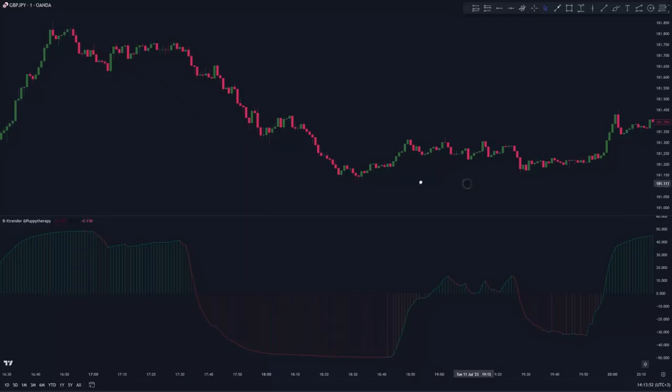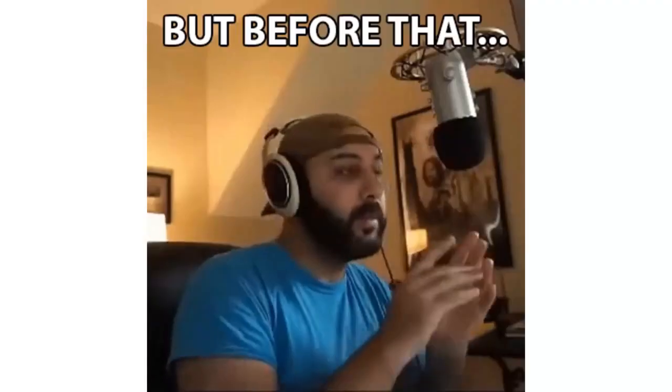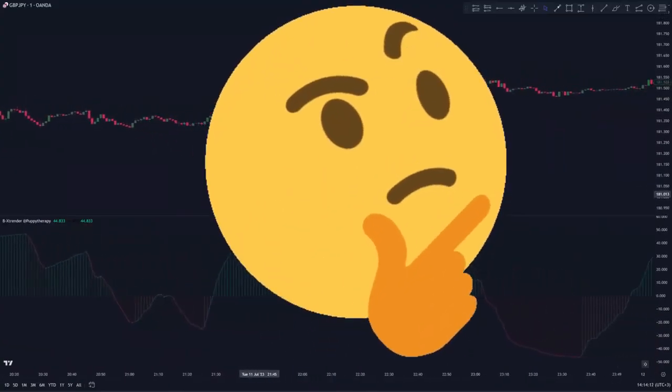Now, at this point in time, I know you may be thinking, but how can I actually use this indicator to trade? Well, I'm gonna tell you, but before that, what broker do you guys use to trade?